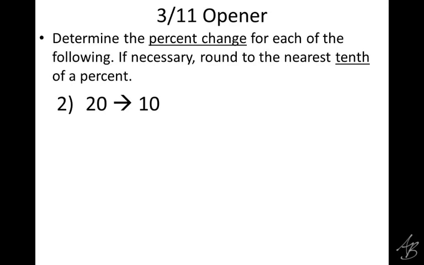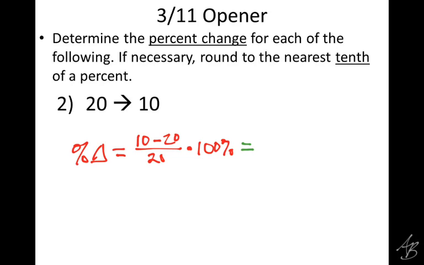How about this one? We have the same numbers, but it's flipped. So we start at $20 and it goes down to $10. Drake, can you help me with this one? 10 minus 20. Or percent change. All right, percent change equals 10 minus 20 divided by 20 times 100%. All right, and we punch that into the calculator and we get what, Drake? Negative 50%.